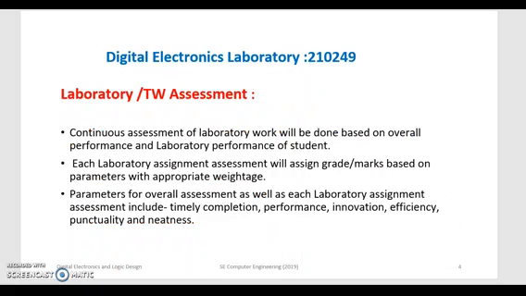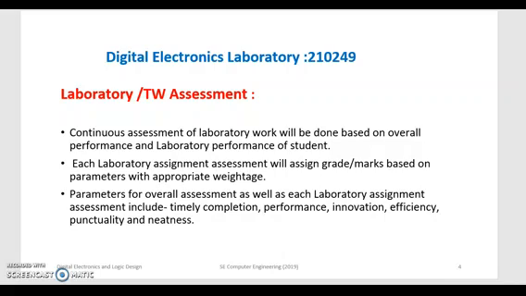The continuous assessment of the lab assignments will be done based on the overall performance and the lab performance of the student. The assessment will be done in the form of grades or marks. For assigning the grades and giving the marks, we have certain parameters like timely completion, performance, innovation, efficiency, punctuality, and neatness.